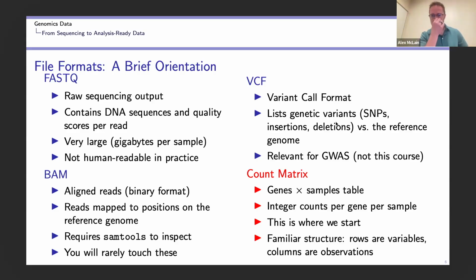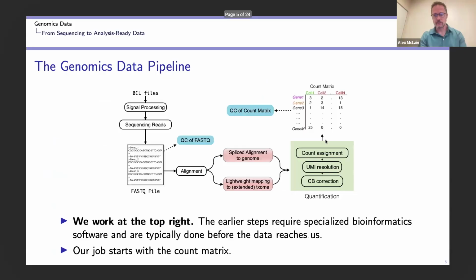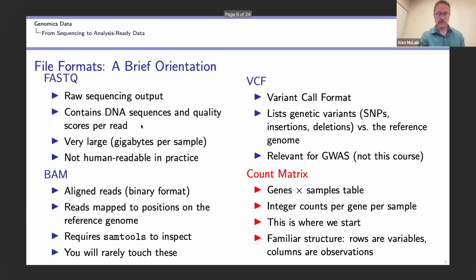This lists genetic variants versus the reference genome. It's more relevant for GWAS, which we're not going to go over, but that's another file format that you could see. Really here, as I said, we're going to work at the top right where we're going to get this count matrix, which we'll talk about next. These other ones require specialized bioinformatics software to be done right, which is beyond my pay grade here.